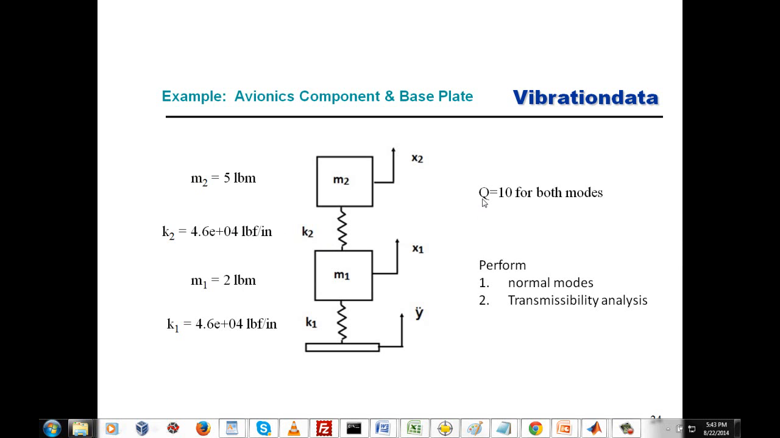And the damping is going to be Q equal to 10. That's actually the amplification factor. That will be for both modes, and that's equivalent to 5% damping. And we're going to do a series of analyses here. We're going to first do a normal modes analysis where we find those eigenvalues and eigenvectors. Then, just as an aside, we're going to take a look at the transmissibilities of those two degrees of freedom as well.